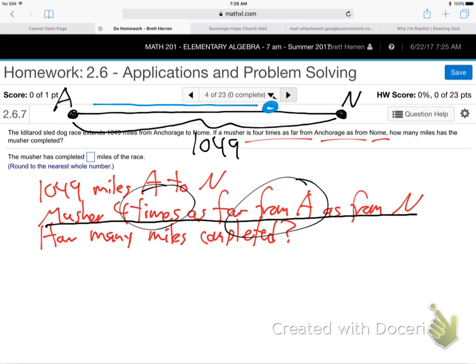And this is, just like Alex is saying, these 2 distances. Here's the musher right here, way over there close to Nome, close to the end of the race. How do we know? Because he's 4 times as far from Anchorage as he is from Nome. He's way further away from Anchorage than he is from Nome, right? 4 times as far. So what do you do with 4 when they say 4 times? There's going to be a 4x somewhere, right? And that's got to be right here.